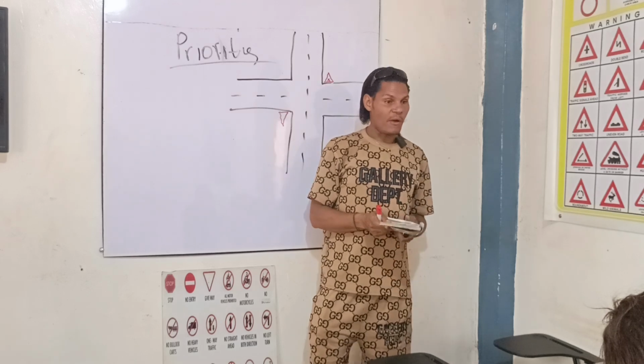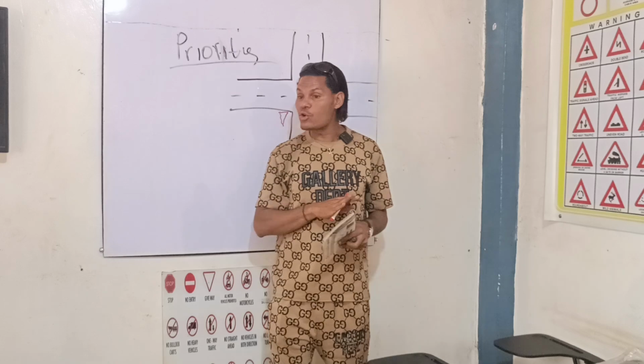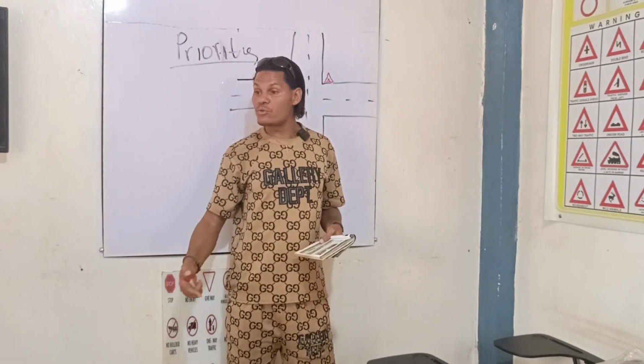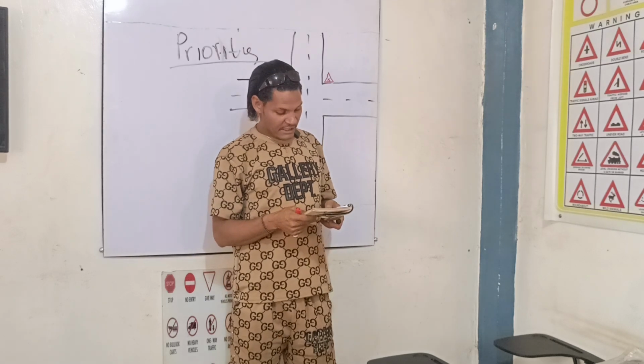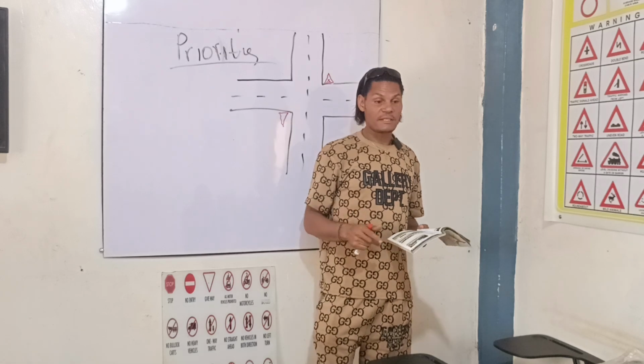Absence of signaling, as we were talking, means there is no sign controlling you. Now you take the decision, right? You always have to give way to the right. It says here, give way to users coming from the right in the absence of signals.